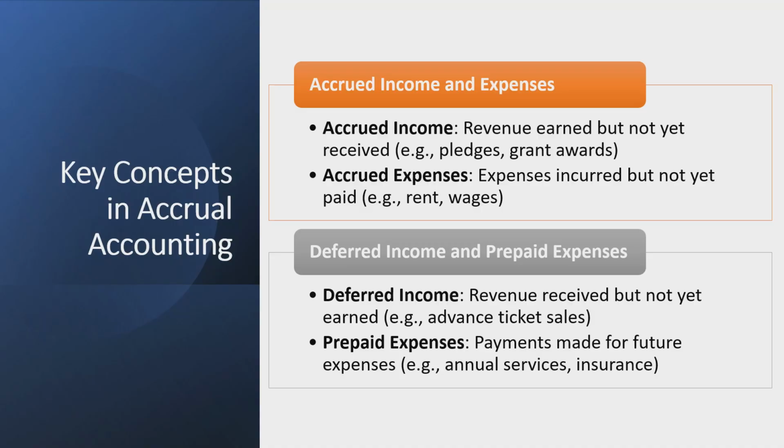Accrued expenses are costs incurred but not yet paid, like rent or wages. Deferred income refers to revenue received in advance but not yet earned, such as advance ticket sales. Prepaid expenses are payments made for future costs like annual services or insurance, ensuring that financial statements accurately reflect the timing of income and expenses.